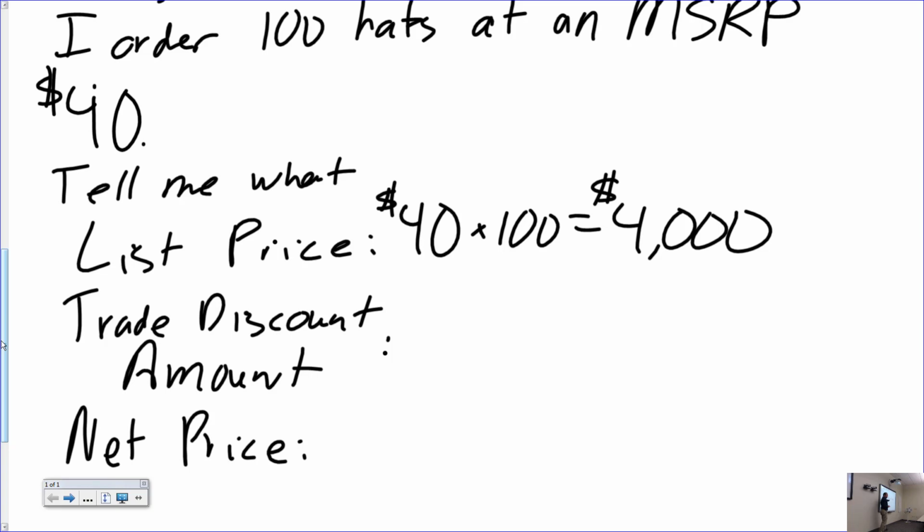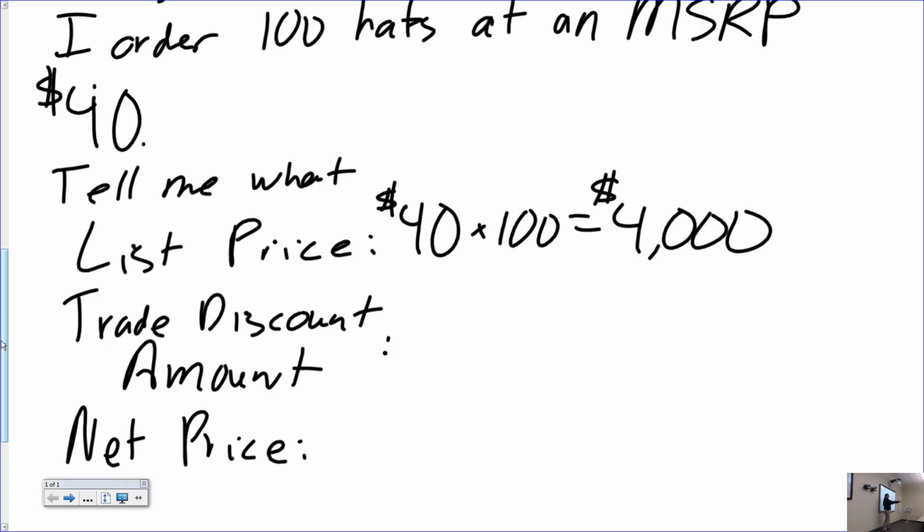Not quite. Not there yet. You're on the right track. It's not profit, but what is it? No, other side. Income. This is revenue, folks. This is what we are going to sell those 100 hats for. We're going to sell each hat for $40 because that's the MSRP. They told us. You need to put them out on the rack and say they're worth $40.